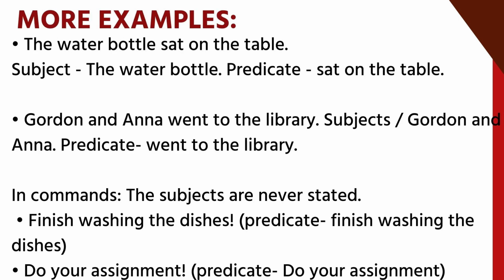Here are more examples. The water bottle sat on the table. What is the subject? The water bottle, and the predicate is sat on the table. The predicate encompasses the action sat and the remaining aspect, which also includes the table, which is the object. Hence, the predicate is sat on the table. Gordon and Anna went to the library. So the subjects are Gordon and Anna, while the predicate is went to the library.